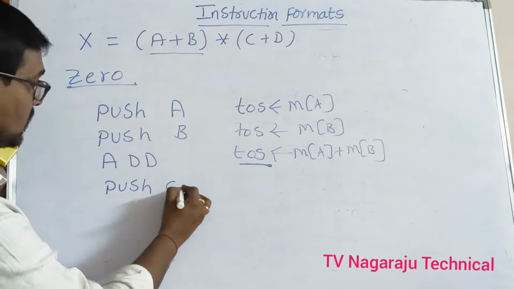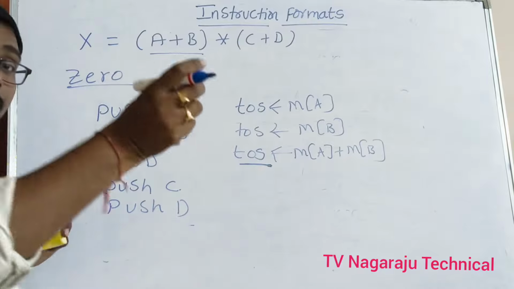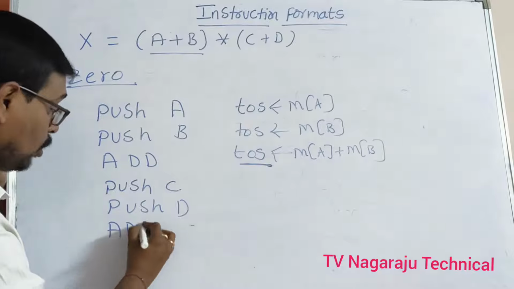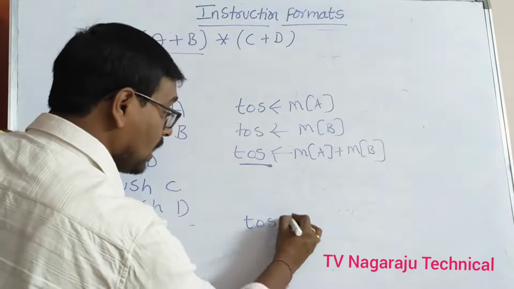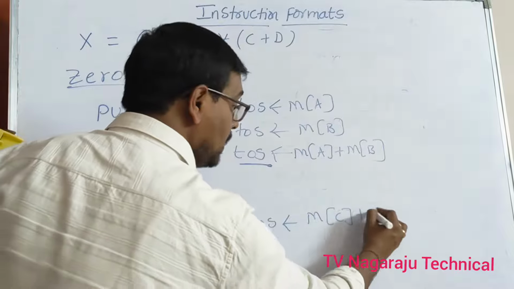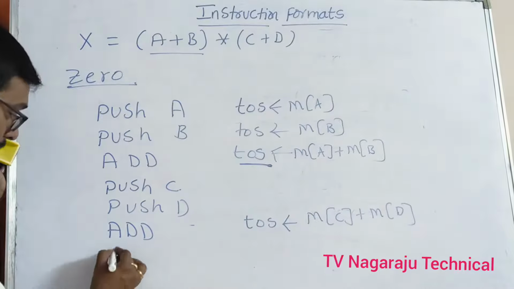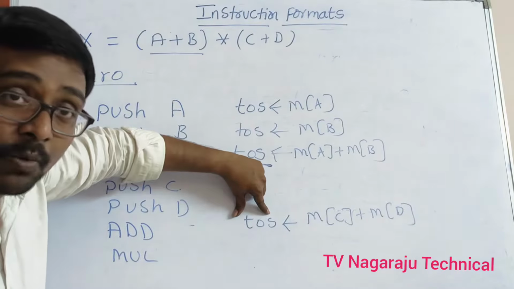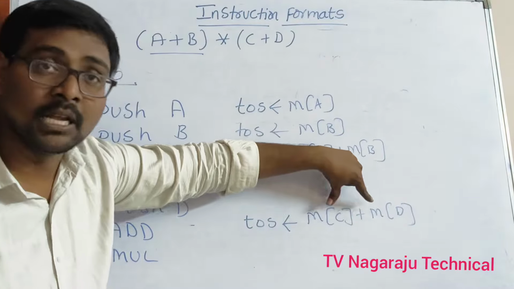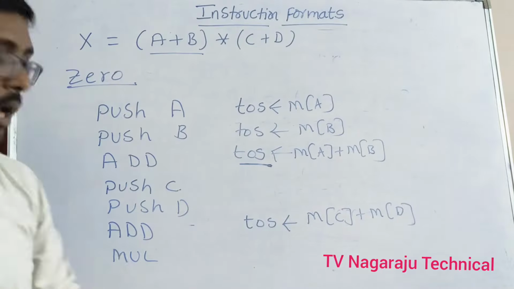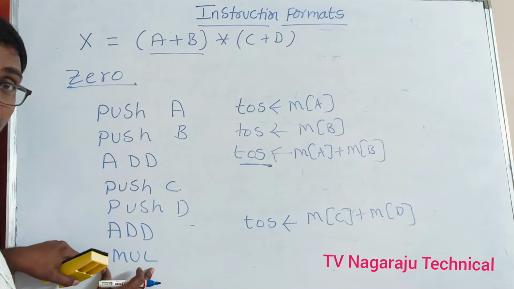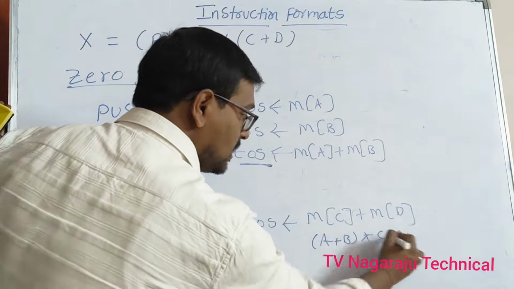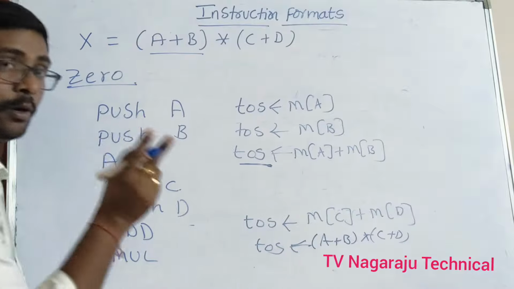Now push C, push D. Now the top of the stack contains C comma D. Whenever you do the add operation, now the top of the stack contains M of C plus M of D. Right? Now I am calling multiplication. What are the top two elements? One is this operation, another one is this operation. After popping the two elements, perform the operation, and again the result is copied onto the top of the stack. Now multiplication: perform simply A plus B into C plus D. Again the result is copied onto the top of the stack.